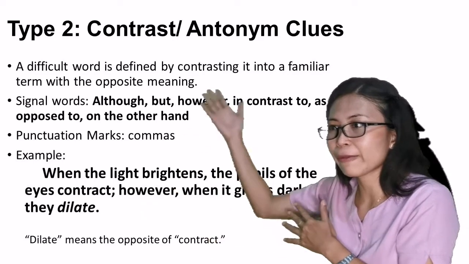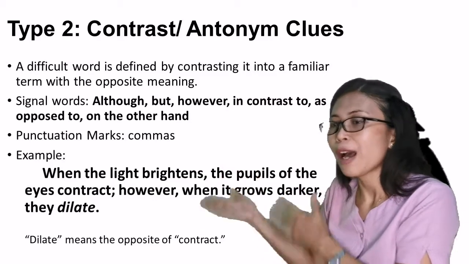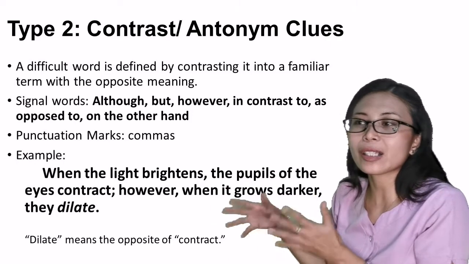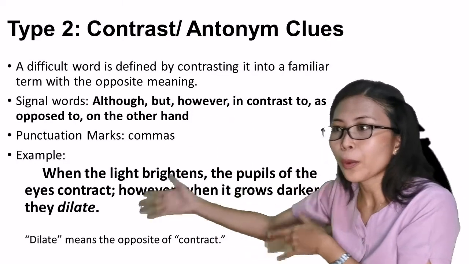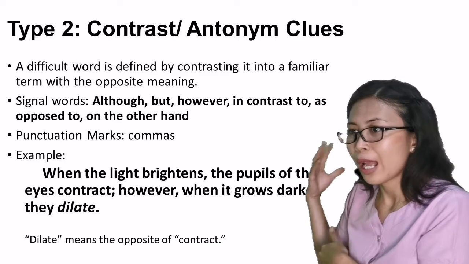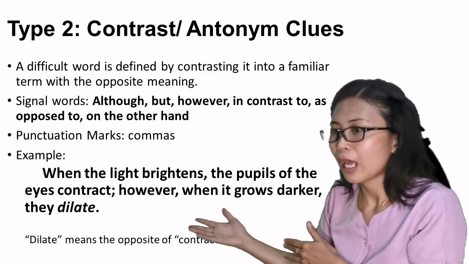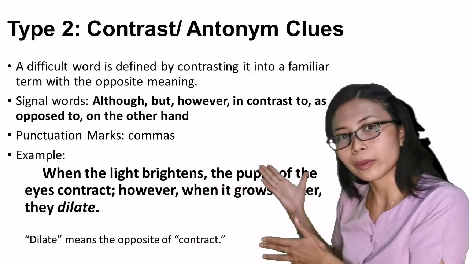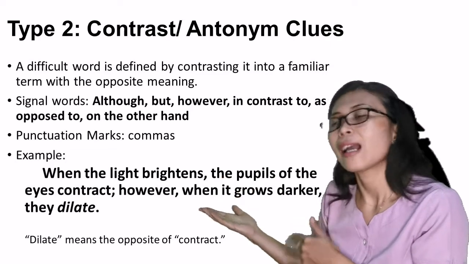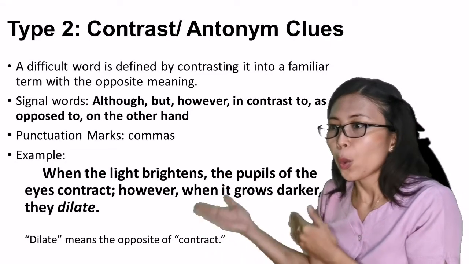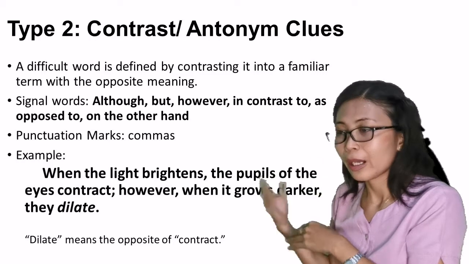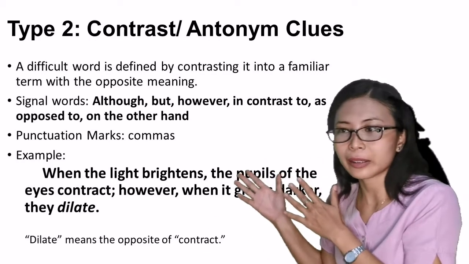A difficult word is defined by contrasting it with a familiar term with the opposite meaning. And the signal words used are although, but, however, in contrast to, as opposed to, and on the other hand. And in this kind of clue, within the sentence, we use the punctuation mark comma. The example given is, when the light brightens, pupils of the eye contract. However, when it grows darker, they dilate.